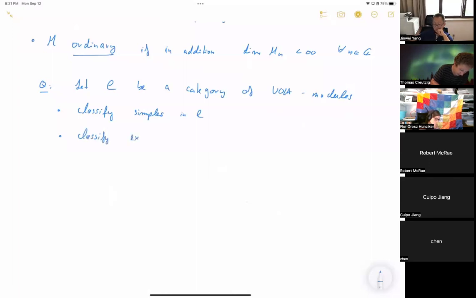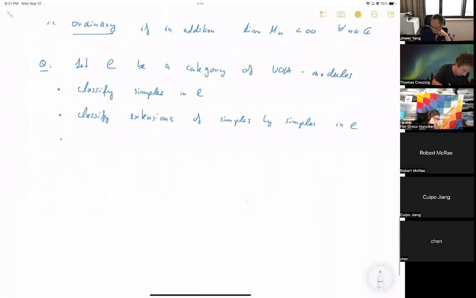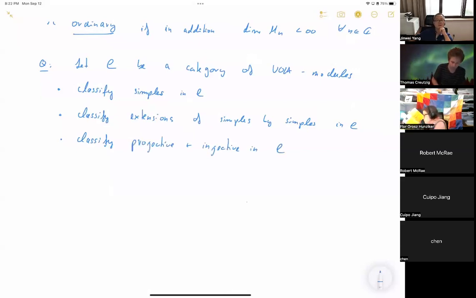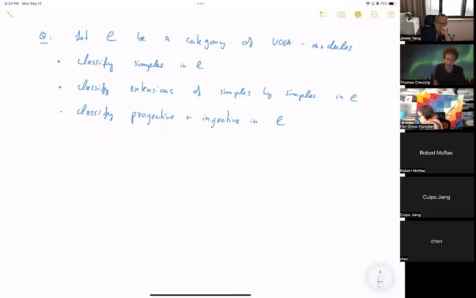So, for example, the natural next question is: classify extensions of simple objects by simples in your category. And then finally, if you really would like to say I do understand my category well, then you would want to have a really good picture of all possible extensions, and that you achieve, for example, if you can classify all projective and injective objects in C. Note that in the examples of VOAs that we do understand well, projectivity and injectivity are usually the same, which seems to be a property of VOA categories.